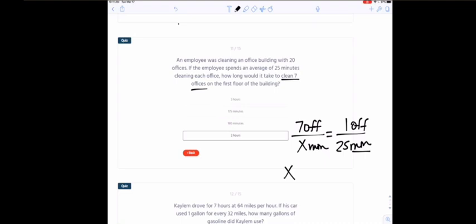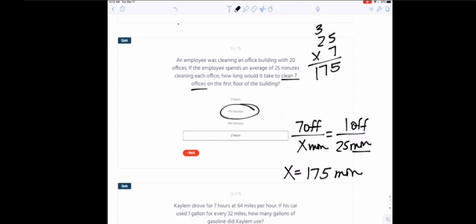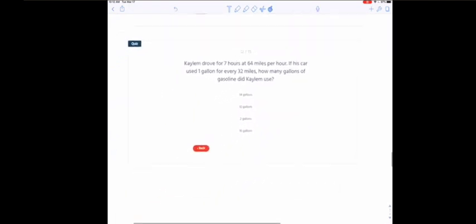X times 1 is X. 25 times 7, let's multiply it over here. 7 times 5 is 35, carry the 3. 2 times 7 is 14, plus 3 is 17. So 175 minutes. Perfect. That was a straightforward one. Just make sure that you identify the information you actually need. I'm going to go ahead and move on to number 12.